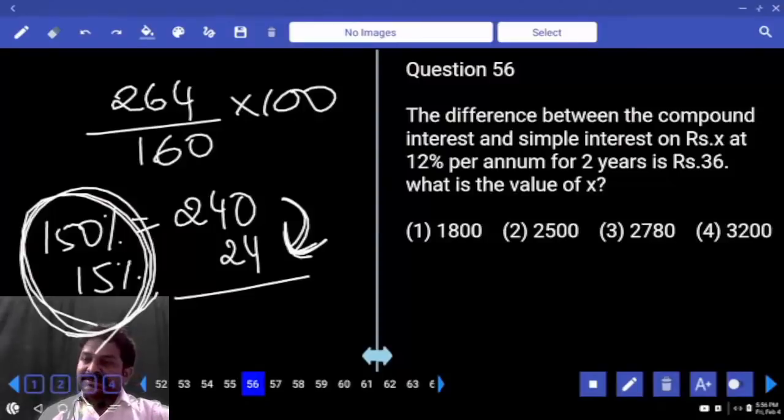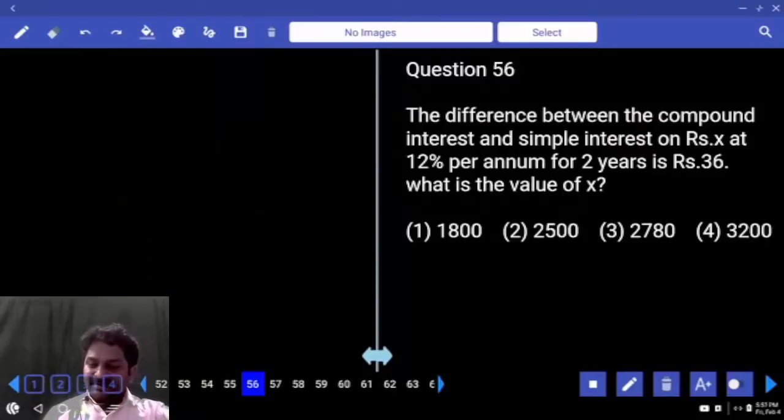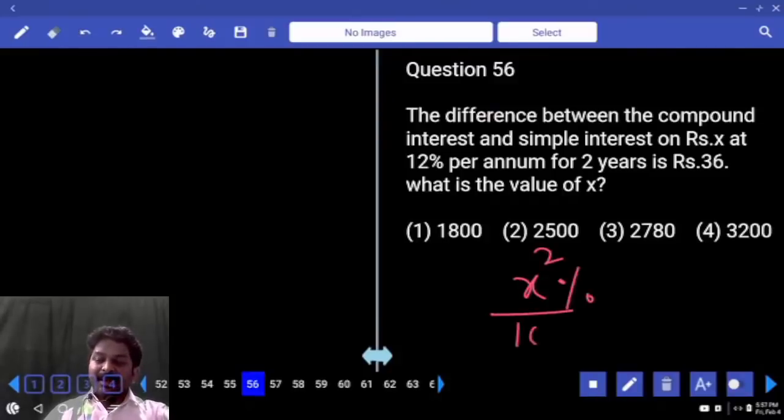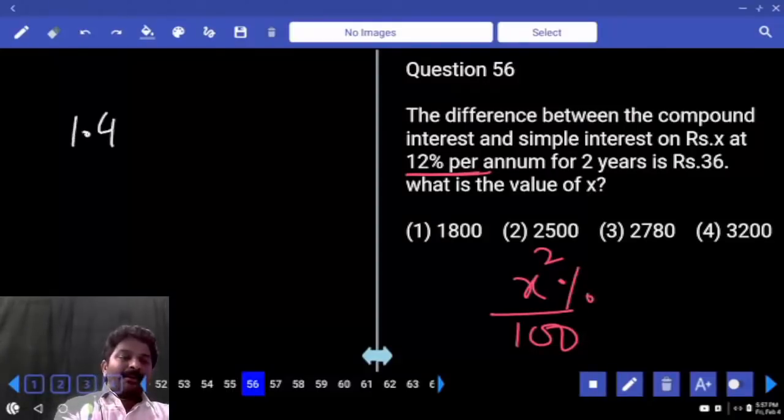Next, the difference between compound interest and simple interest on X rupees at 12% per annum for 2 years is 36. What is the value of X? Right. Difference between compound interest and simple interest for 2 years. If the rate of interest is X%, for 2 years difference is going to be X square by 100% only. Where what is rate of interest offered? 12. 12 square 144 by 100, 1.44%, correct, which is equal to 36 rupees.